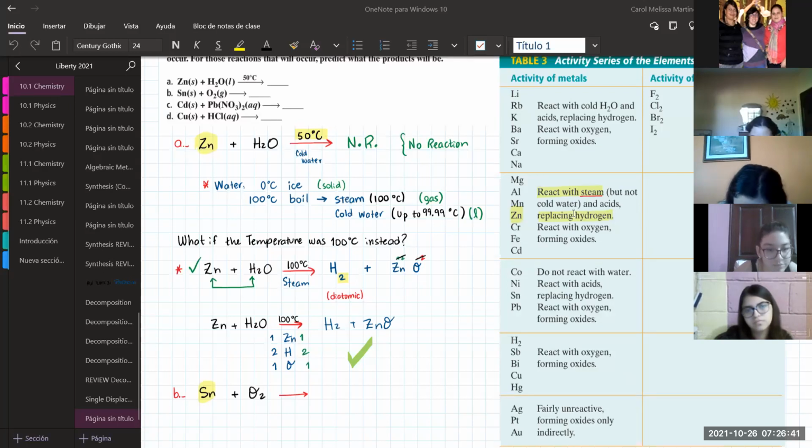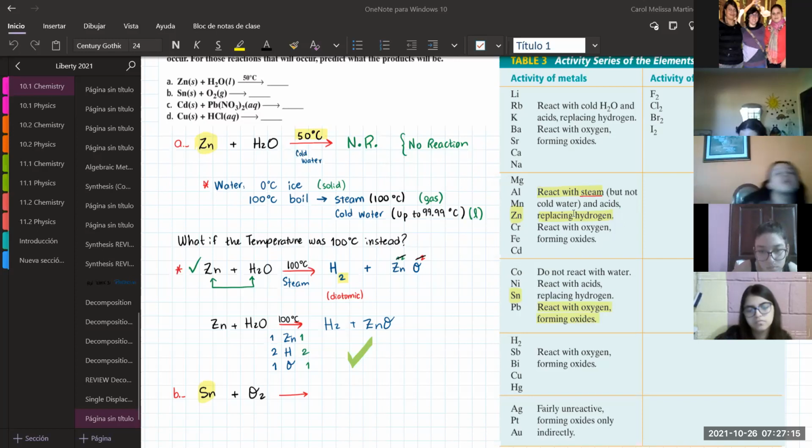We have tin right here in the same group as cobalt, nickel, and lead. It says, do not react with water. Well, in this example, it's not reacting with water. It reacts with acid replacing hydrogen. Oxygen is not an acid. But then it tells me what happens if you have an oxide or oxygen. It says react with oxygen, forming oxides. This is the situation that is going on in this reaction.